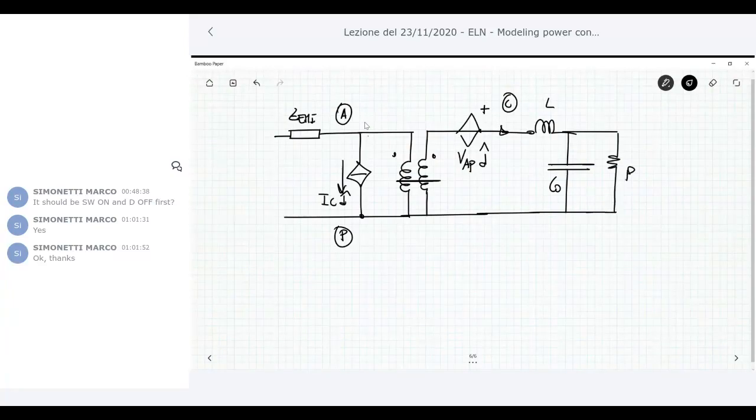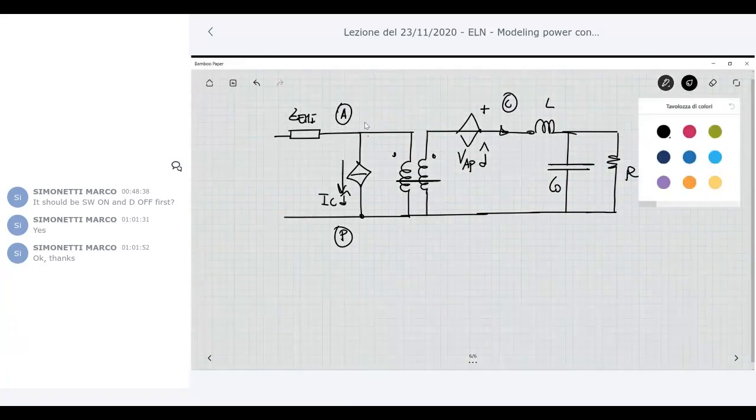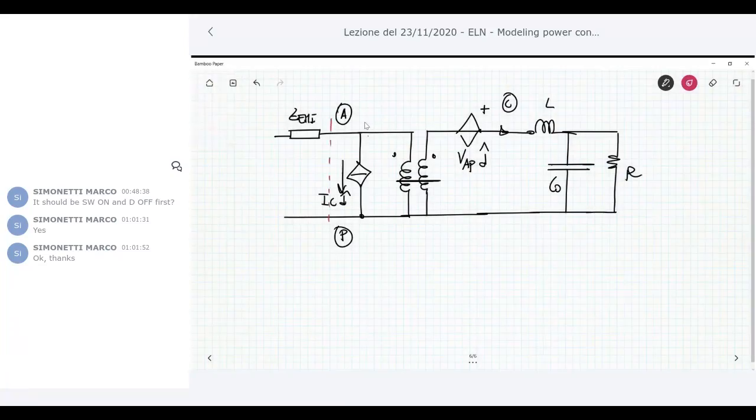Again, I'm just talking about the small signal circuit, so the small signal analysis. Okay, this is my AC model of the switching network. So what happens is that I have to put the input source, which is the DC source, to 0. So V in equal to 0. Okay. So now we have this circuit here.